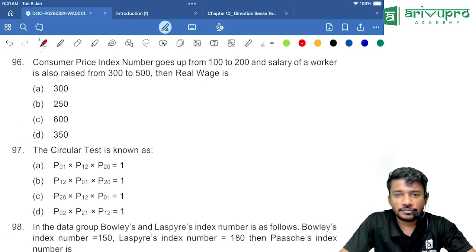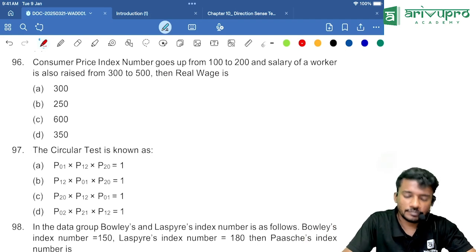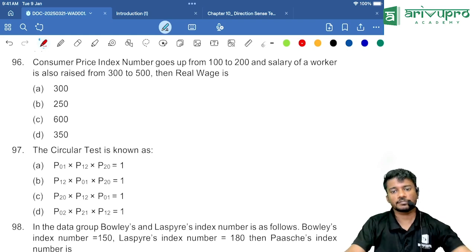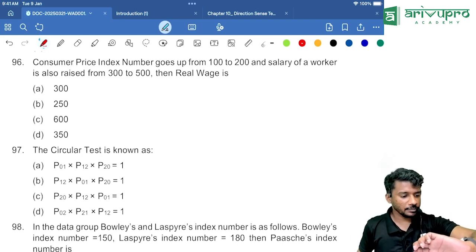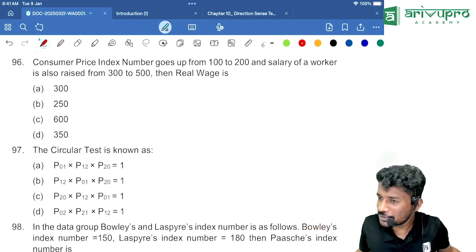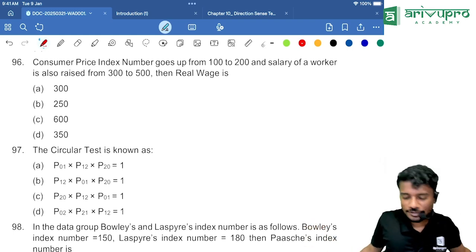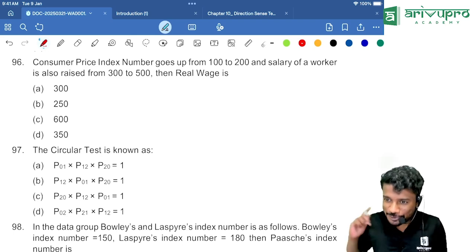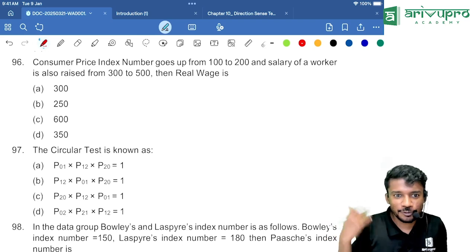What is the answer? 600. One minute is there. We have enough time. Oh, this question also is done within 2 hours. Crazy. You should be able to. I am telling you, you should also solve within 2 hours. If we can solve it, you can also do it.